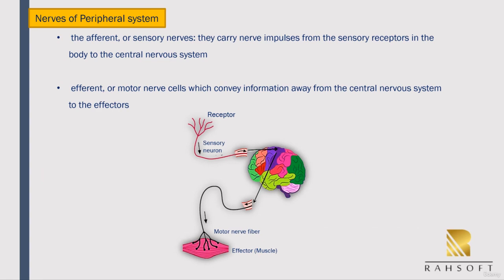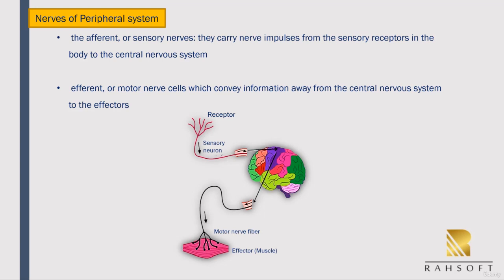So, what are the nerves of the peripheral system? There are two main types of nerves within the peripheral system: the afferent and the efferent nerves. The afferent nerves are considered to be sensory nerves, and they carry nerve impulses from the sensory receptors in the body back to the central nervous system. Then you have the efferent or the motor nerve cells, which convey the information away from the central nervous system to the effectors.